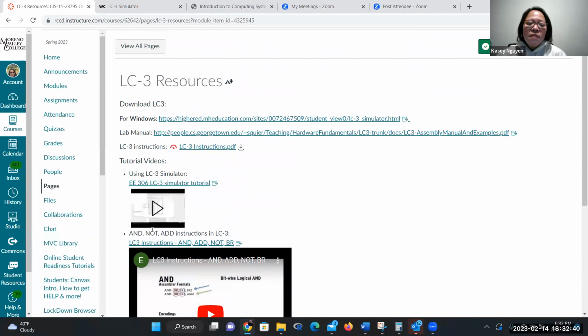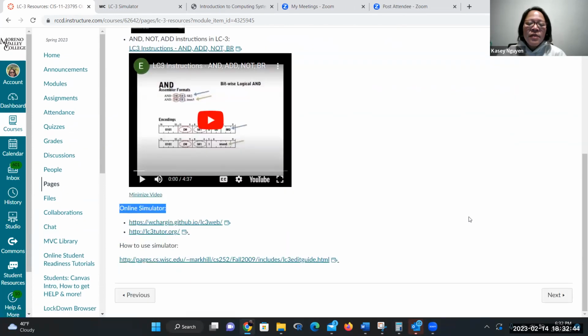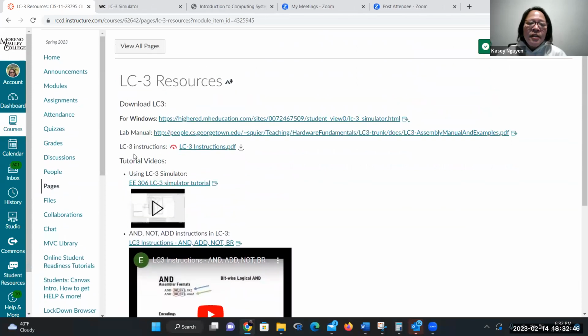Okay, so we'll talk about instructions like AND, NOT, ADD, and all of those later on, so you can come back to that. I did put this PDF file. It's pretty good. You can take a look at how you would use the instructions. So we will refer to some of it later on, but if you want to check it out, you can also download it. Okay.